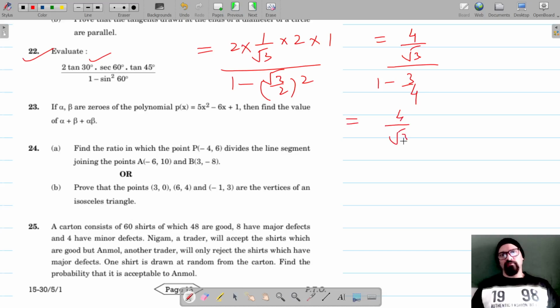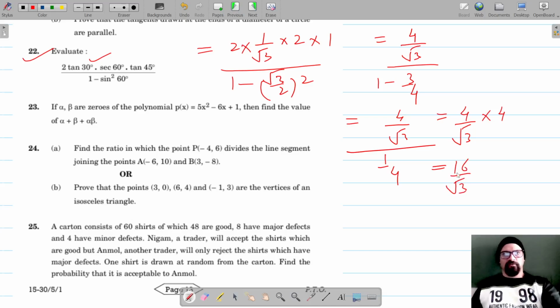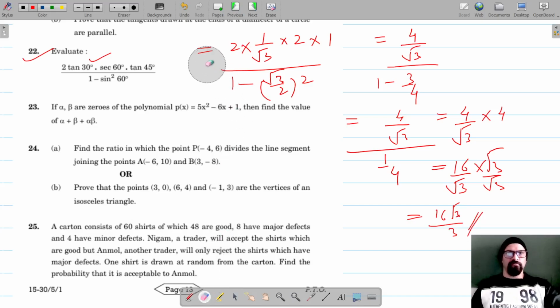So 4 by root 3 divided by 4 minus 3 is 1 by 4. So this is equal to 4 by root 3 into 4, which is equal to 16 by root 3. And we can also rationalize this. So 16 by root 3, if we rationalize this, multiply the numerator and the denominator by root 3, which gives me 16 root 3 by 3. So 16 root 3 by 3 is the answer for this. Moving on, question number 23.